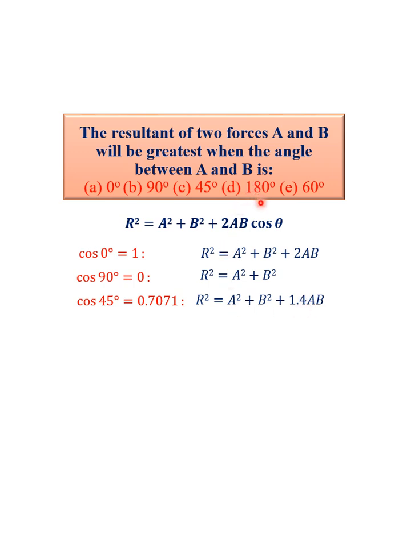The fourth one is 180. Cos 180 degrees is minus 1. Minus 1 times 2ab becomes minus 2ab. So this becomes r squared equals a squared plus b squared minus 2ab. And the last one is cos 60, which is 0.5. 0.5 times 2ab gives us 1ab. So we just have r squared equals a squared plus b squared plus ab. We don't need to put the 1.